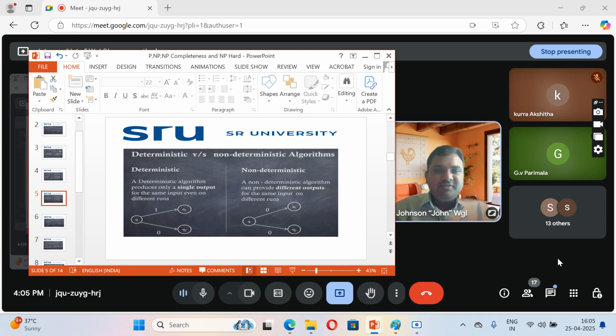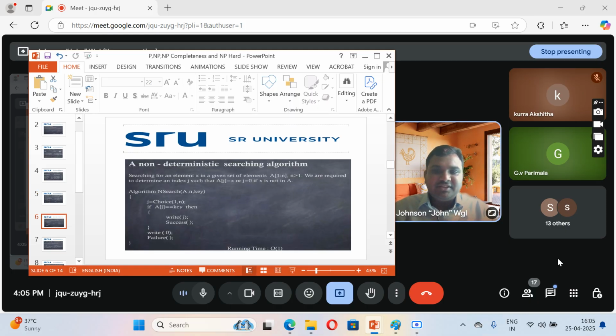Example, single-way search algorithm. A single-way search algorithm means one way of searching: in a single attempt we need to get the solution. That type of algorithm is not there today. Tomorrow maybe we will get the solution, then it will be deterministic. But today it is non-deterministic. If tomorrow we also don't get the solution, tomorrow also non-deterministic. Next one is the n search algorithm, the non-deterministic searching algorithm.